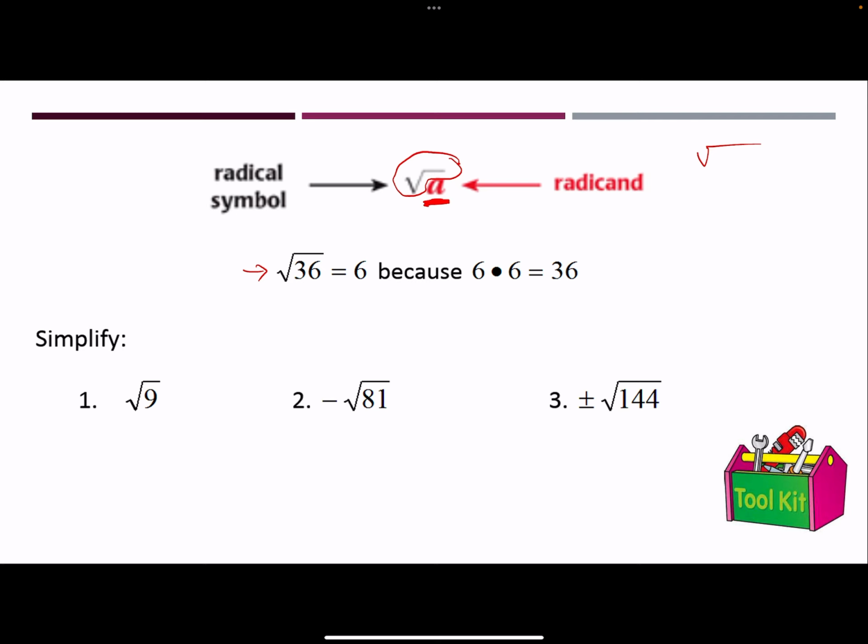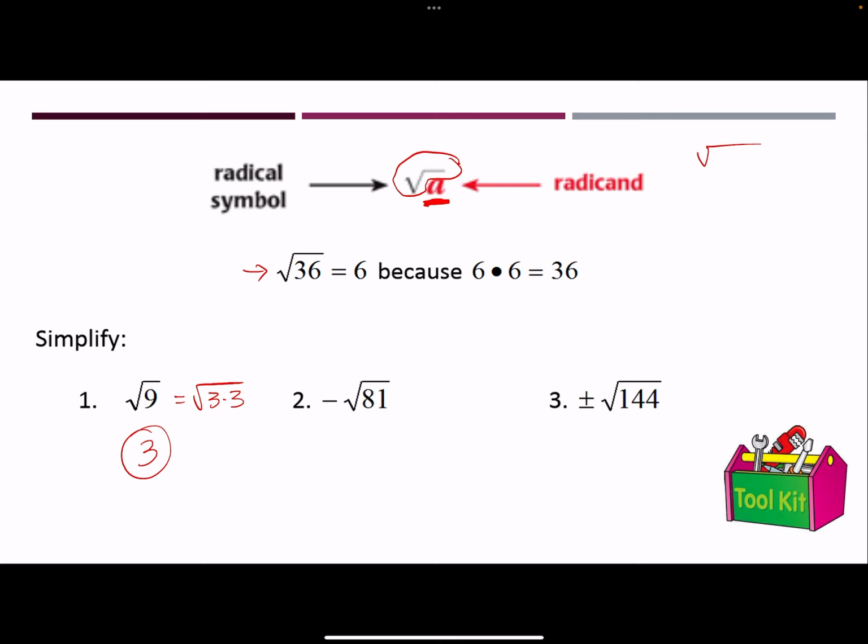So if we were to try a couple more examples, and we're going to go to your notes as well in just a second, but these can still go in your toolkit. So the square root of 9, think to yourself, what times what is 9? So what times itself? So 9 is 3 times 3. So therefore the square root of 9 is just 3.